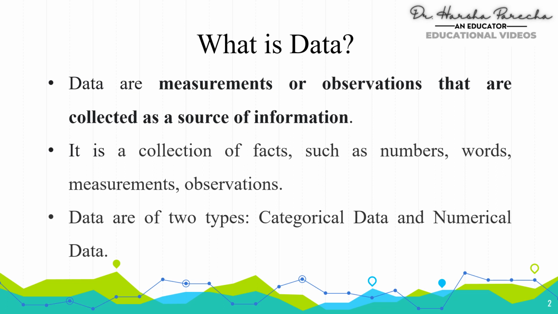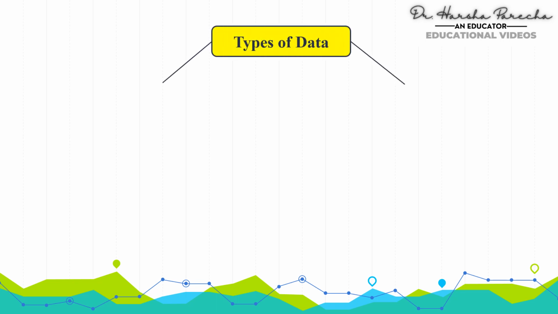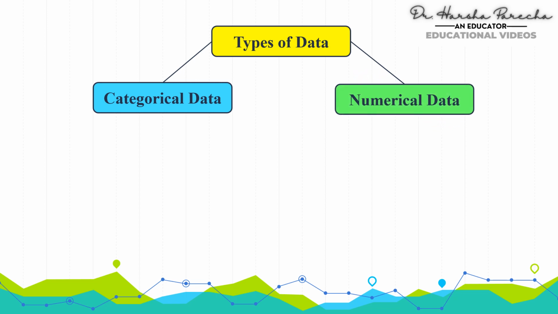Now, data is of two types. The first one is categorical data and the second one is numerical data. Let us see the types of data in detail. The first type is categorical data. As the name suggests, category, the data here represents the categories. Now, the second type is numerical data. Here, the data which is collected is numerical in form.